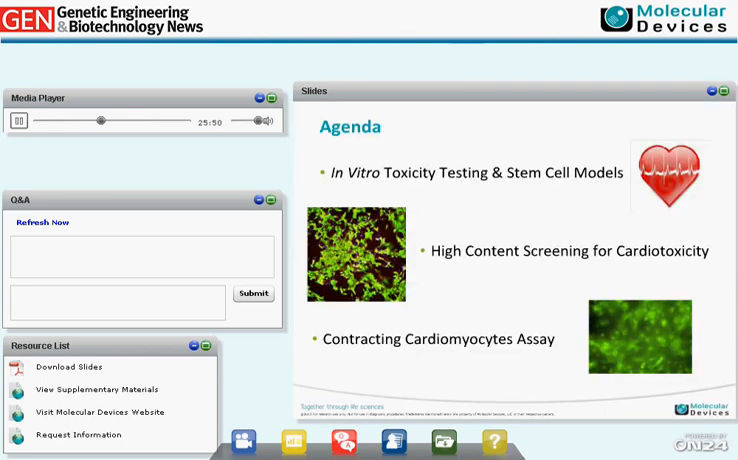So my agenda will be three parts. First, talk a little bit about in vitro toxicity testing, its importance to the drug discovery and development industry, and the use of stem cell models to try to improve in vitro tox testing. And then I'll give two examples. One is a more traditional high-content screening for cardiotoxicity, where we use high-content imaging analysis to look for toxic effects on cardiomyocytes. And the second application would be a more novel contracting cardiomyocyte assay, where we use phenotypic beating of spontaneously contracting cardiomyocytes to try to look for toxic effects. And as I'll show in the data, this is a much more sensitive way of looking for cardiotoxic effects of compounds.